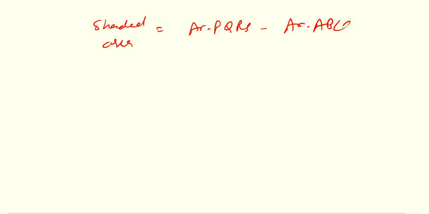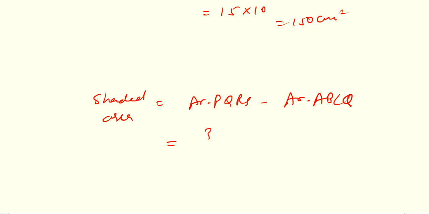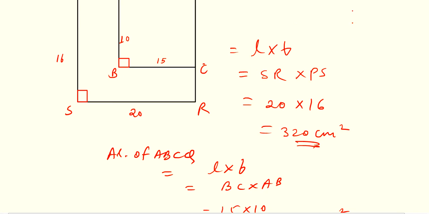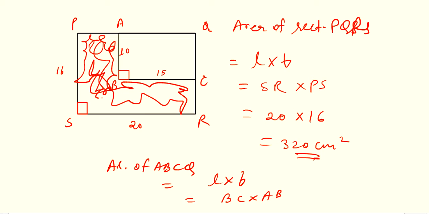Now the shaded area we have to find. So we will write shaded area equals area of PQRS minus area of ABCQ. Area of PQRS is 320 and ABCQ is 150, so 320 minus 150. The answer is 170 centimeter square. So 170 centimeter square is the area of this shaded portion. Like this you have to solve all the questions of question number 8. If you have any doubt, do message.